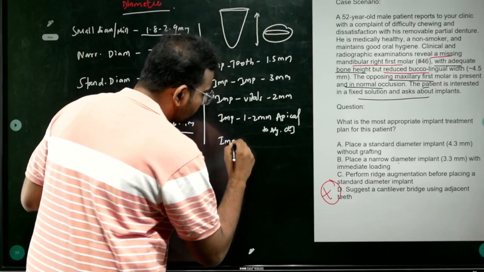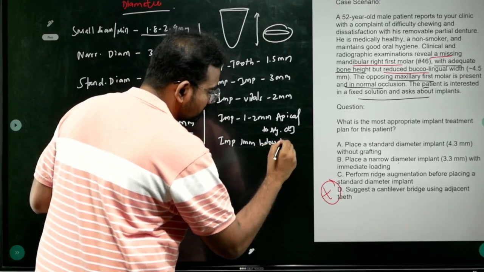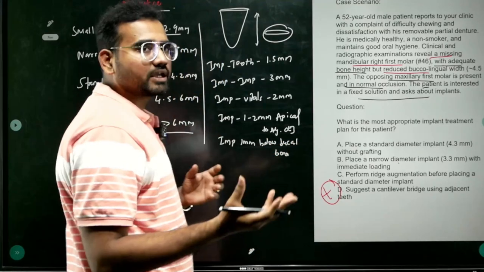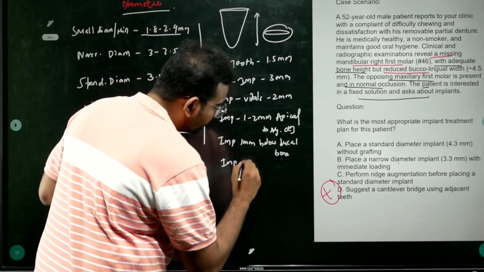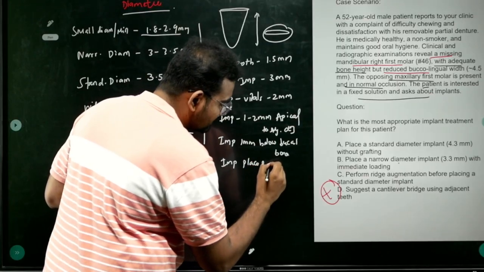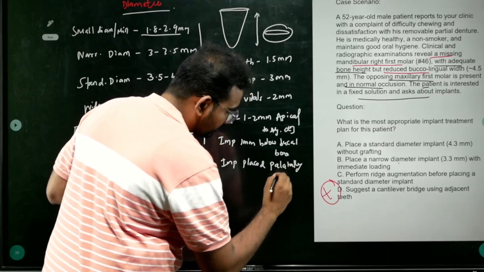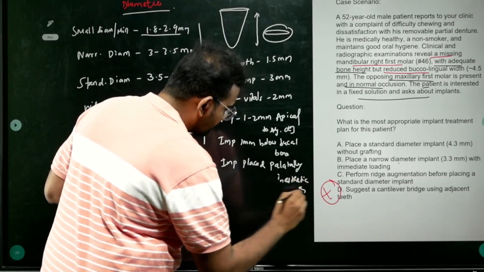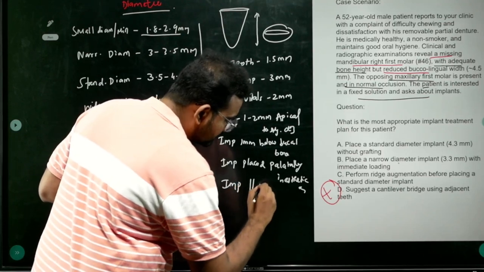Implant should be placed 1 mm below the buccal bone crest for aesthetic emergence. Implant should be placed more palatally in aesthetic areas. An implant should be placed parallel to the adjacent tooth.